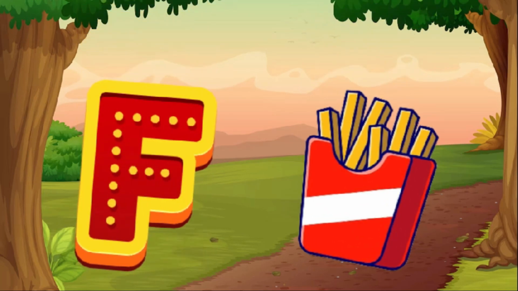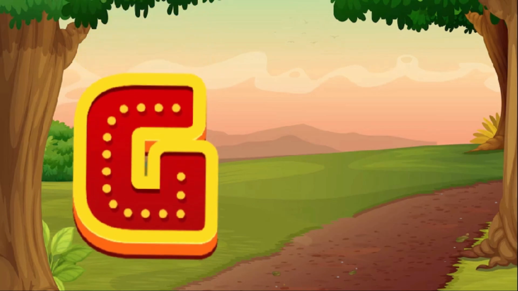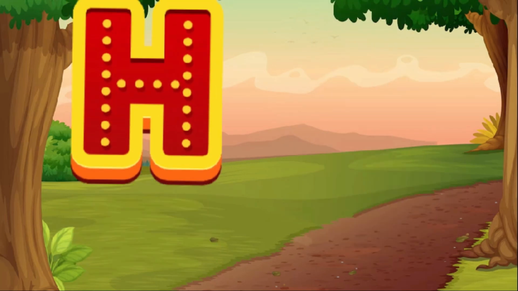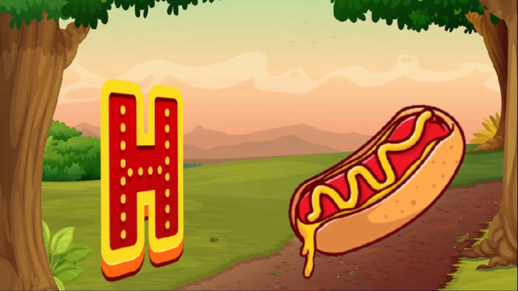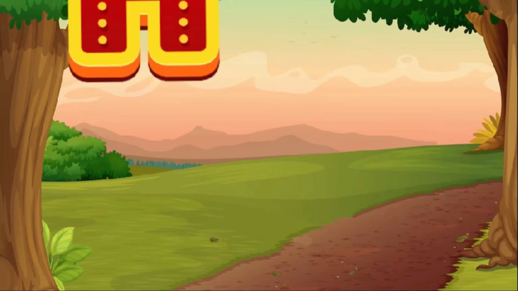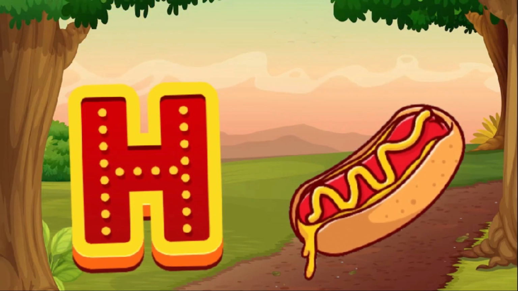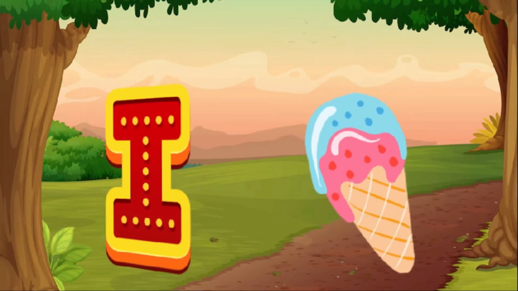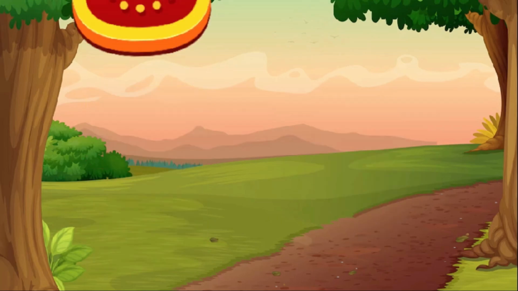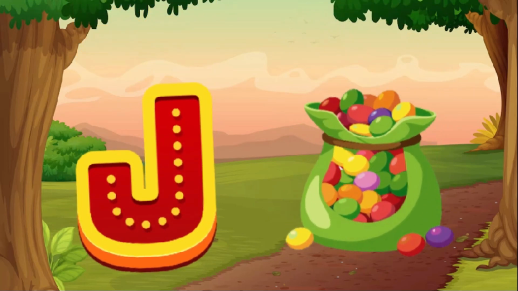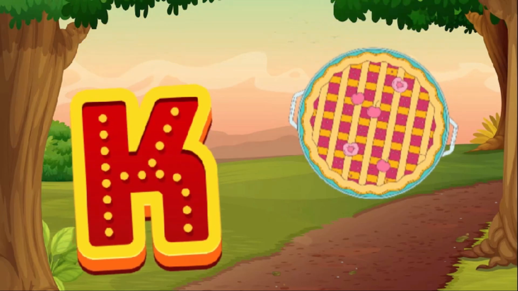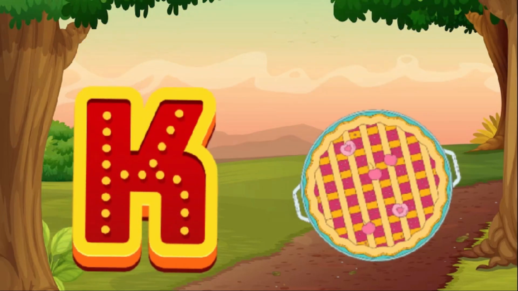G is for gulab jamun. H is for hot dog. I is for ice cream. J is for jelly bean. K is for key lime pie.